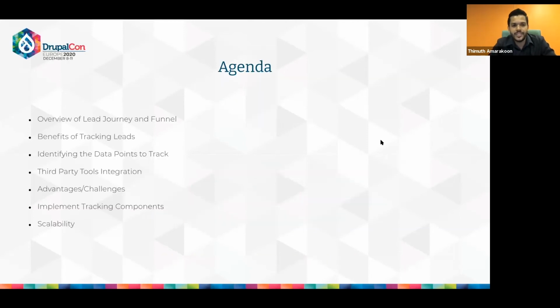So in this session, first, I'll be talking about the lead journey and lead funnel and why we are tracking the leads and how you can identify the data points to track and what are the tools out there you can use to track these leads and the funnel and the advantages and the experience with these tools and how you can implement missing bits and pieces in Drupal and how you can do that in a scalable way.